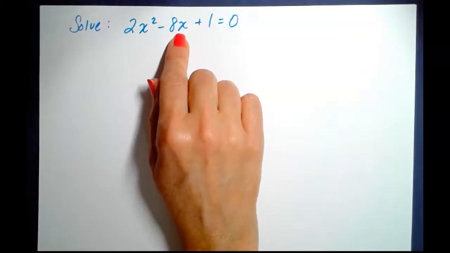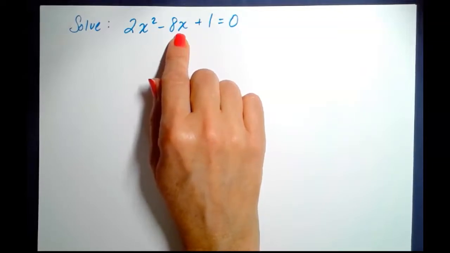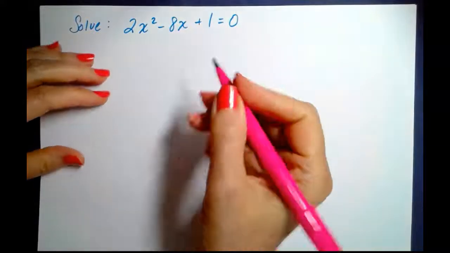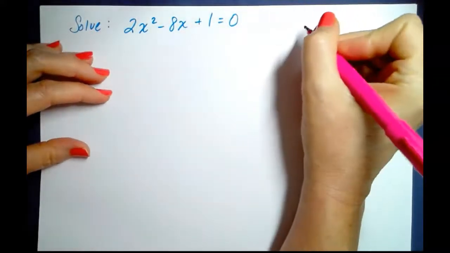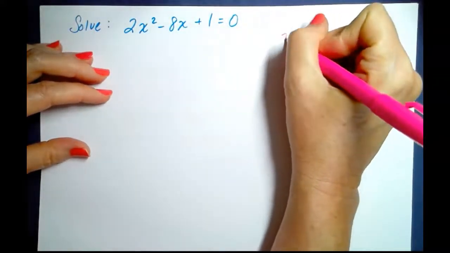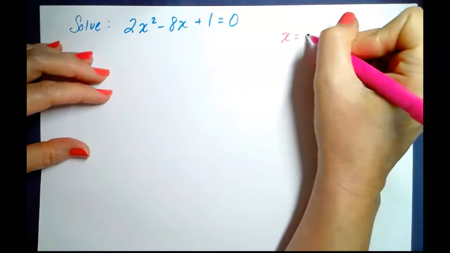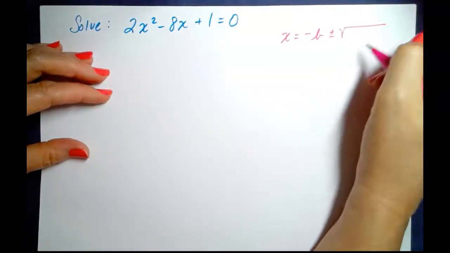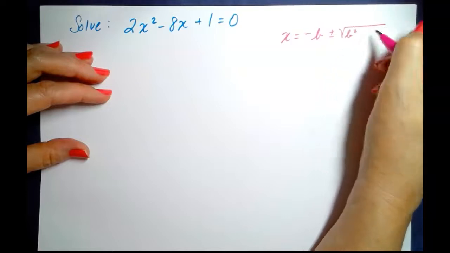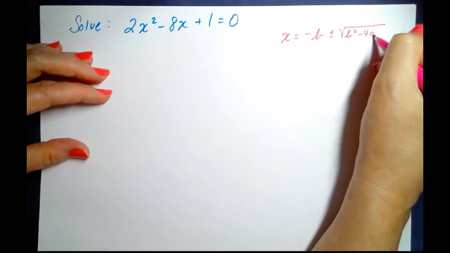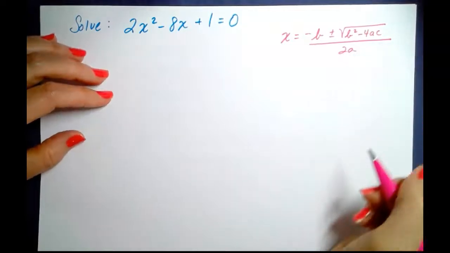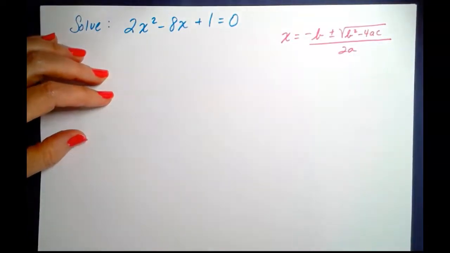We need the quadratic formula because the quadratic formula works every single time. It may not be the most efficient, but it works every single time. So first, let's write the quadratic formula. X equals the opposite of b plus or minus the square root of b squared minus 4 times a times c all over 2a. You absolutely have to know that.